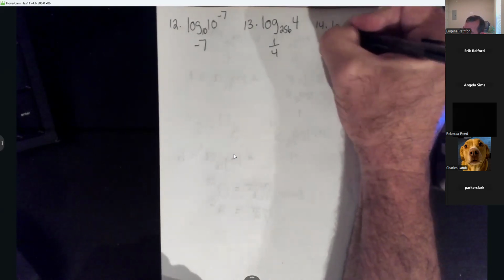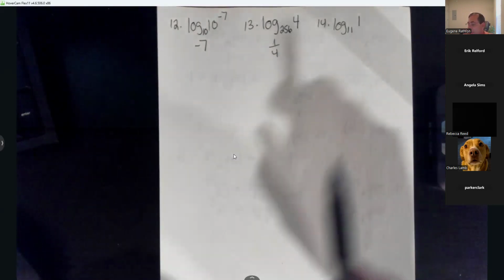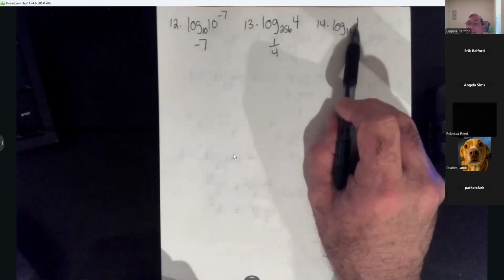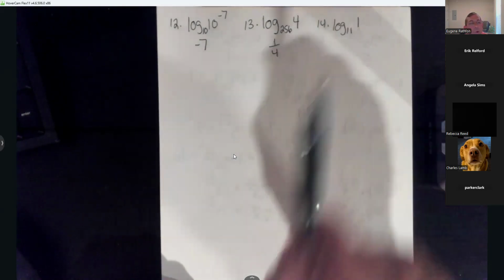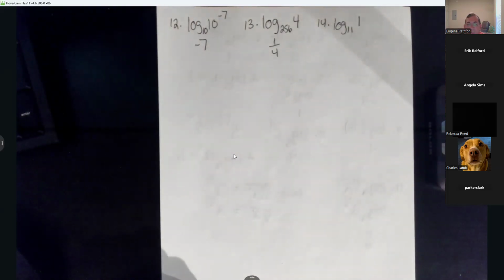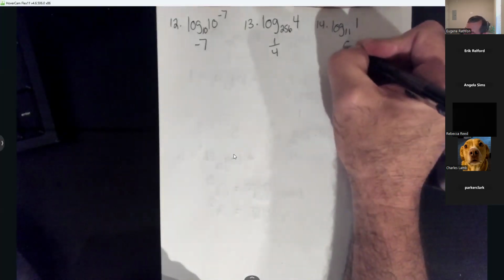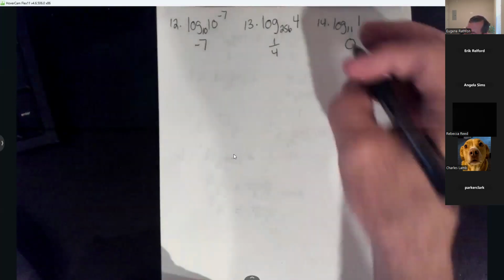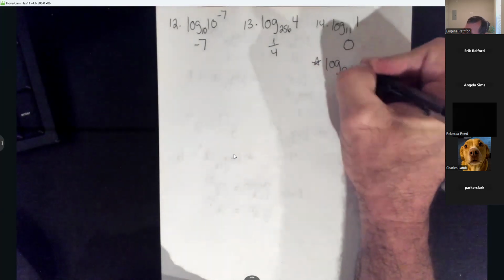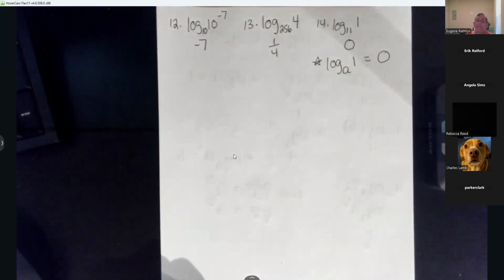What about this one? Log base 11 of 1. Check this out. I don't care what this base is. If that answer is a 1, there's only one exponent that you can raise anything to equal 1. Angela, you're on the roll tonight, girl. That is definitely a 0. So a property about that says the log of 1, with any base, will equal 0.